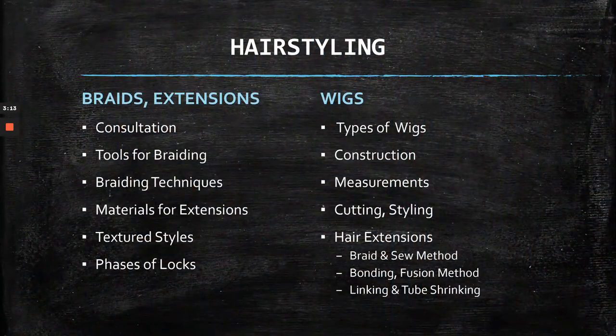Looking at hairstyling, make sure that we study and prepare for braids and extensions, looking at a thorough consultation, the tools that are needed for braiding, the different types of braiding techniques, the materials for extensions, the different types of textured hairstyles, and the phases of locks. And for wigs, the types of wigs, the construction of wigs.